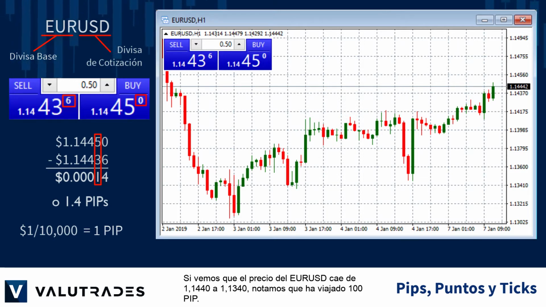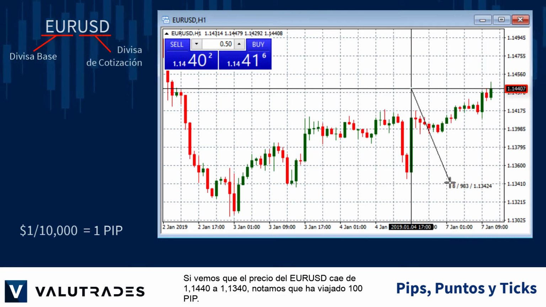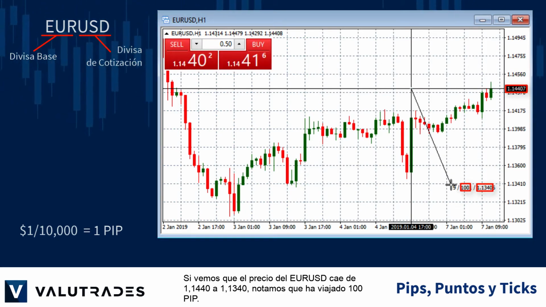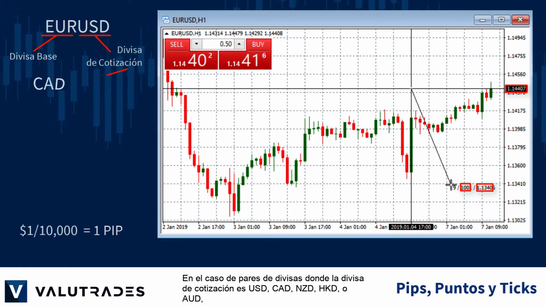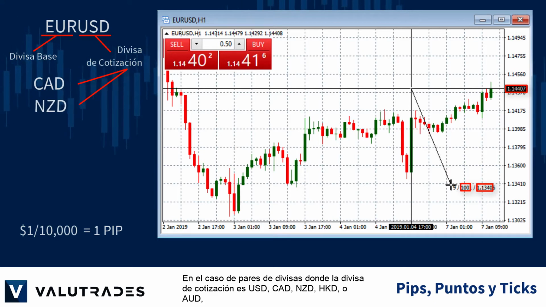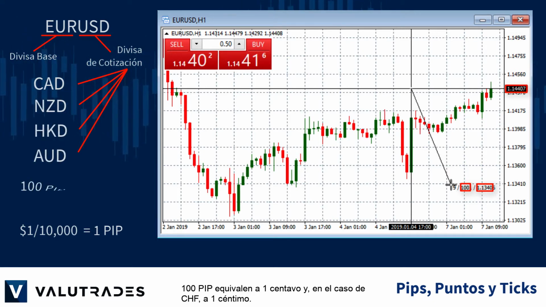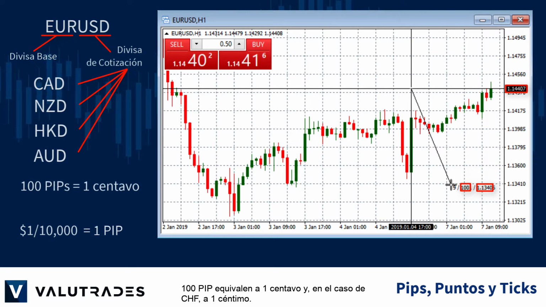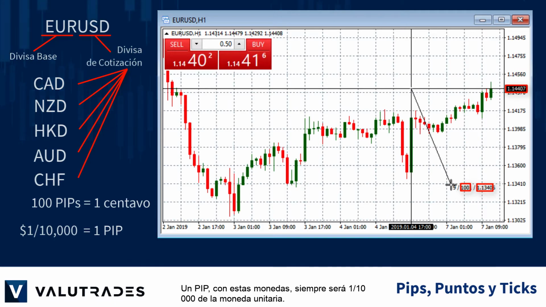If we see the price of euro-dollar drop from 1.1440 down to 1.1340, we note that it has traveled 100 pips. In the case of currency pairs where the quote currency is US dollar, CAD, New Zealand dollar, Hong Kong dollar, or Australian dollar, 100 pips is the equivalent of 1 cent, and in the case of the Swiss franc, it is 1 centime. A pip with these currencies will always be 1/10,000th of the unit currency.